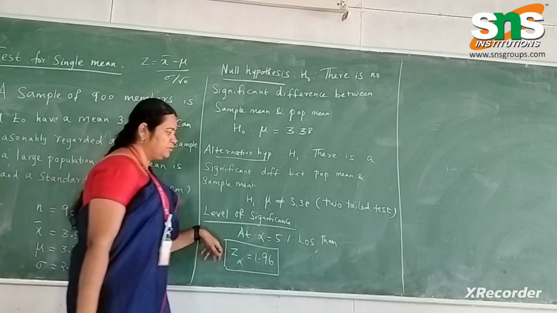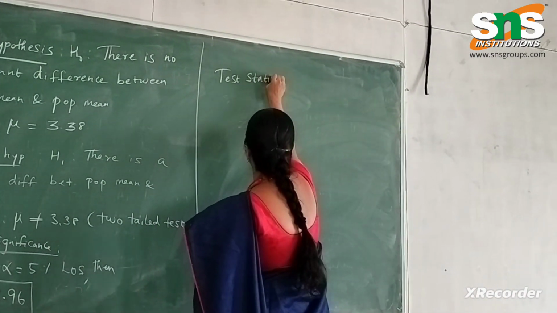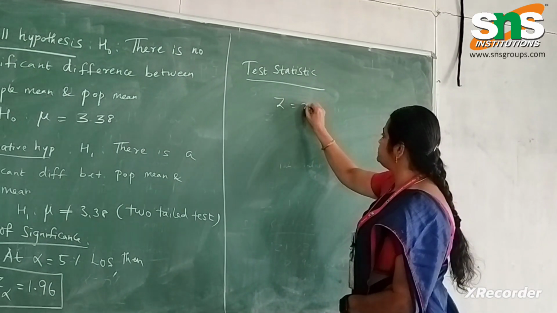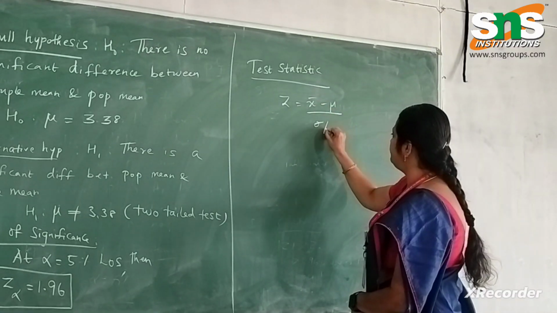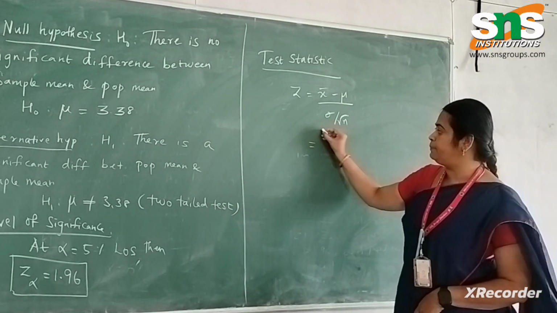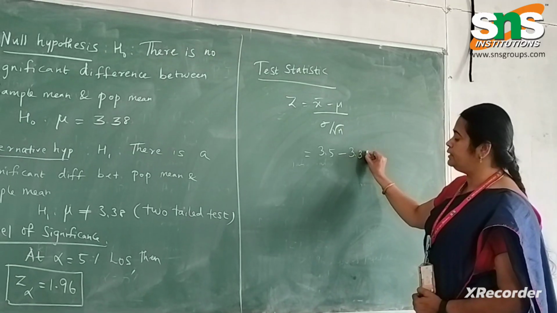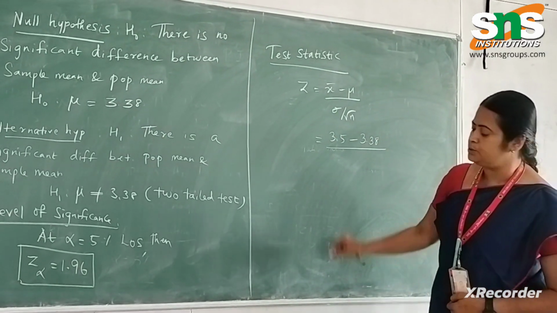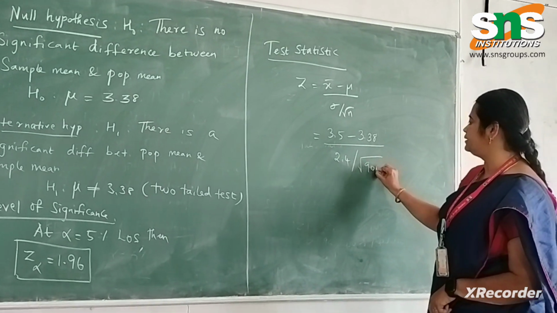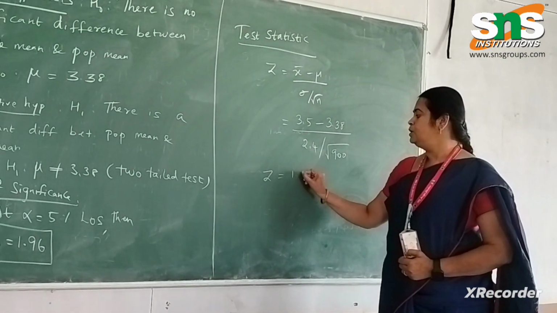Now we have to find the formula value, that is the test statistic. So just write down the formula there. Z is equal to x bar minus mu divided by sigma by root n. Simply substitute the values. So x bar value is 3.5 minus mu value 3.38, divided by sigma value 2.4 divided by root of n value 900. When you compute these values in the calculator, you get Z is equal to 1.5.